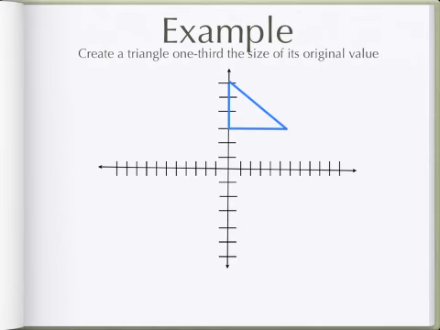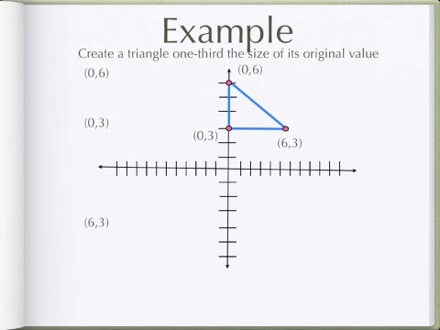So let's create a triangle 1/3 the size of its original value. So first thing, I need to find the vertices. So a triangle has 3 corners, so I have the top, the bottom one, and then the right one. I need to know the coordinates of each of those. So now I need to put the coordinates in there. So now I have the coordinates of all 3 points of my original triangle. 0, 6, 0, 3, and 6, 3.